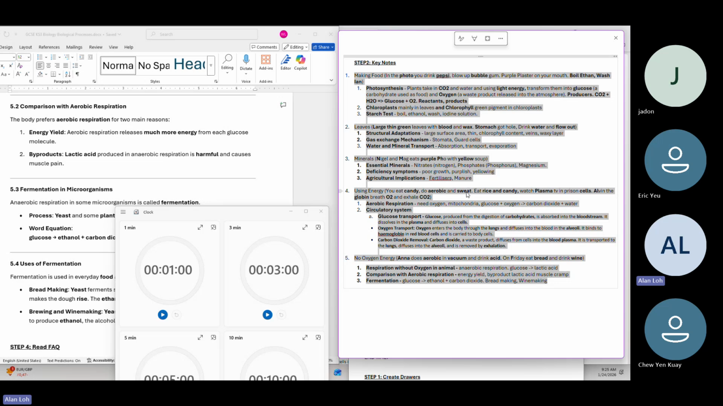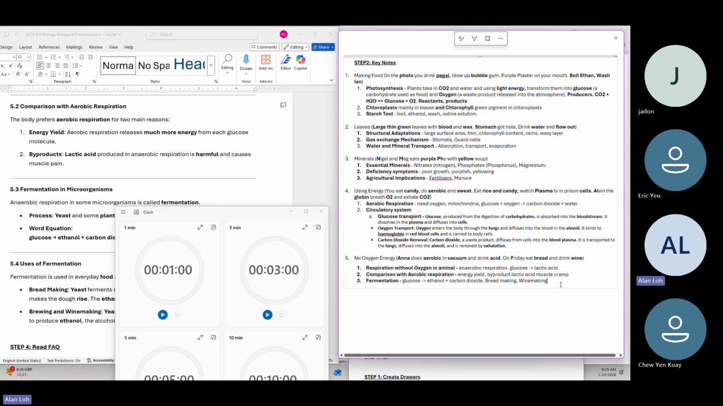Then number four is about respiration. It's about the energy. And it's about the circulatory systems. Number five is about anaerobic respiration and fermentation, right? So by now, I hope you have the same feeling that in only half an hour, which is not a very long time, you already have a pretty good idea what this chapter is all about, right?